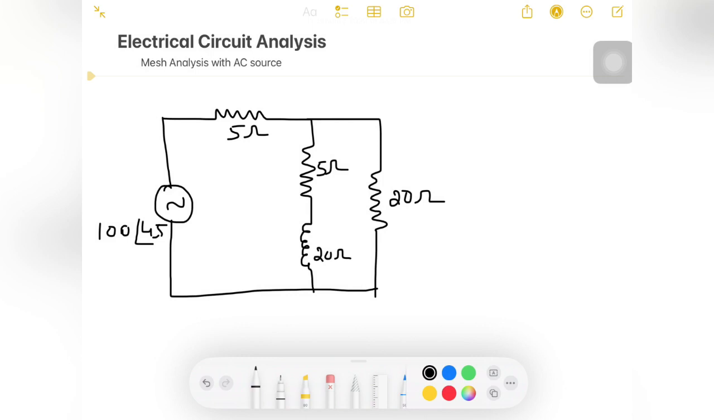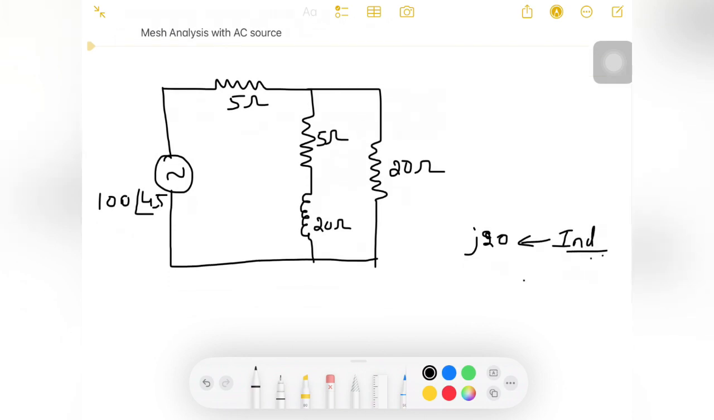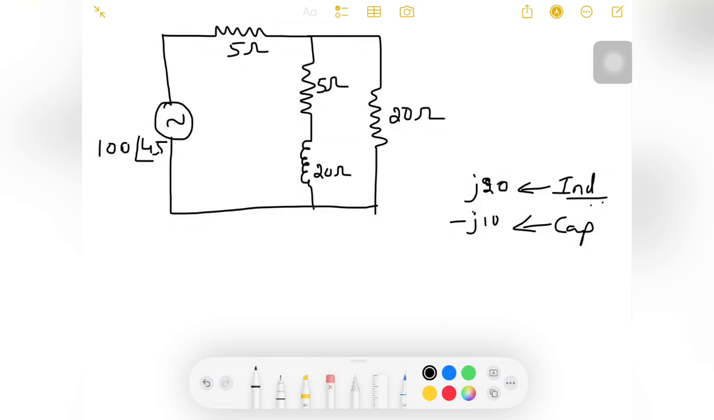Whenever we have an inductor or capacitor, the inductor value will be indicated as J20. If it is a capacitor, it will be minus J with respect to the value, let us take 10. If it is a capacitor, it will be given as a minus J. Inductor will be plus J. Let us see how to apply KVL for this and how to find the voltages here.